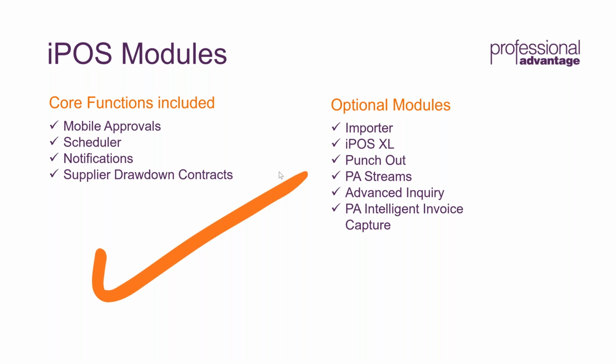So we can spread those out. The system includes supplier drawdown contract capability, and this is not contract management in terms of the negotiation, the sign-off, the paperwork, that sort of thing.